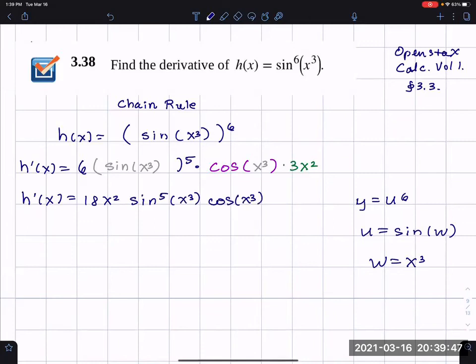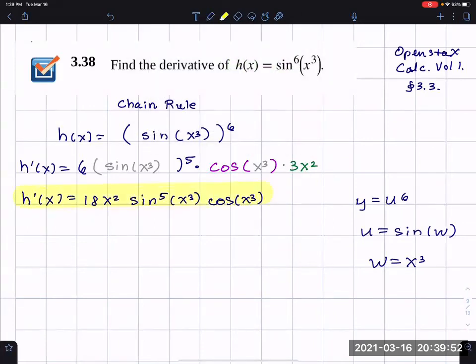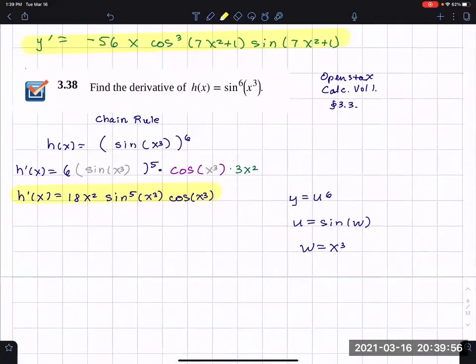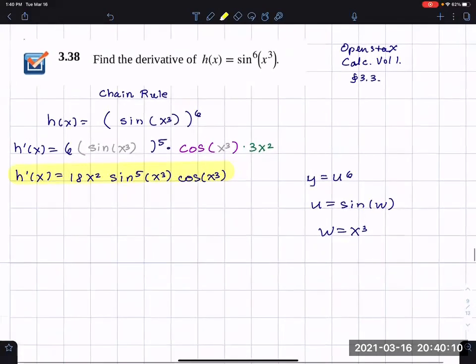And what I could do, which will make the problem look even more difficult though, is separately take those derivatives of u to the 6, sine w, and x cubed over here. I could show those derivatives and then multiply together and plug in what u and w are. But I think I'll just leave it at that.